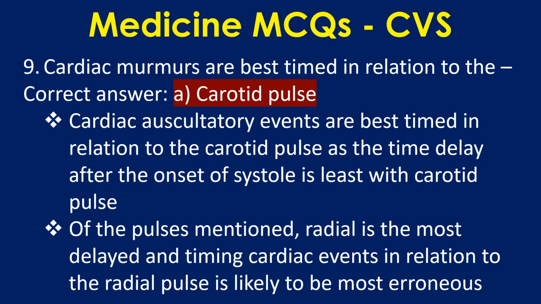Cardiac auscultatory events are best timed in relation to the carotid pulse as the time delay after the onset of systole is least with carotid pulse. Of the pulses mentioned, radial is the most delayed, and timing cardiac events in relation to the radial pulse is likely to be most erroneous.